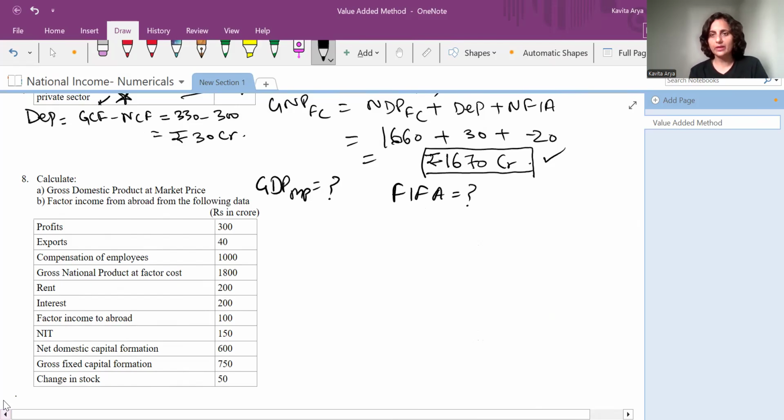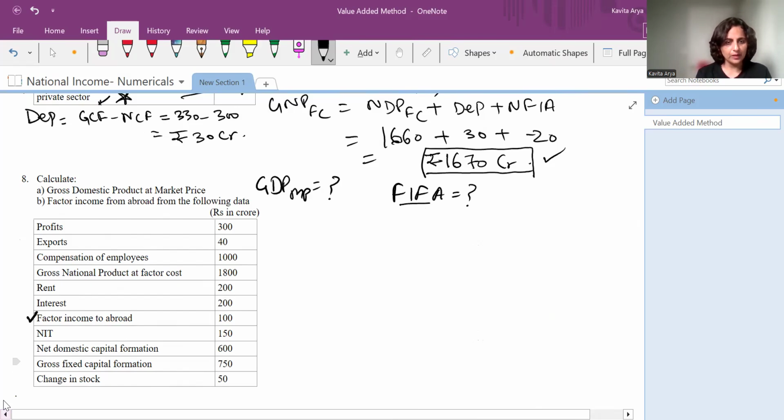Mind you, they haven't asked for NFIA, they have asked for FIFA. It means factor income to abroad is given, and if NFIA is found, we are easily able to have this component. Now let us see how to begin this question, because we have to check which formula and which method would be used.